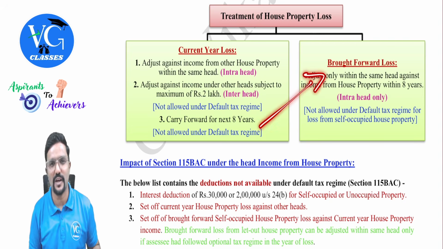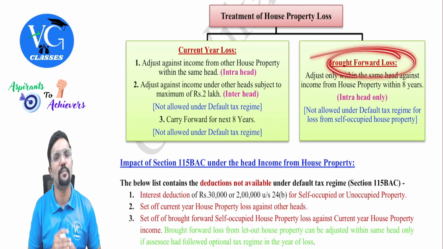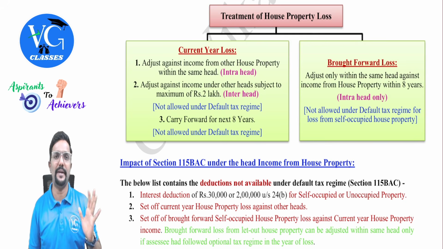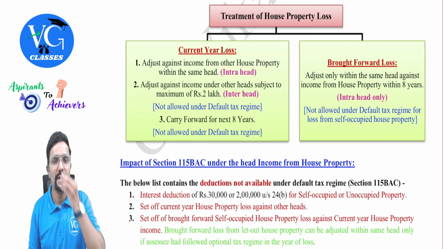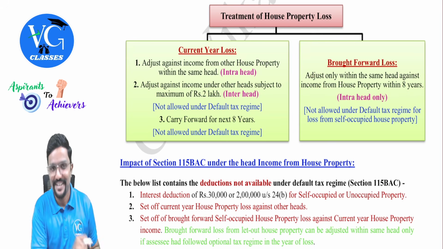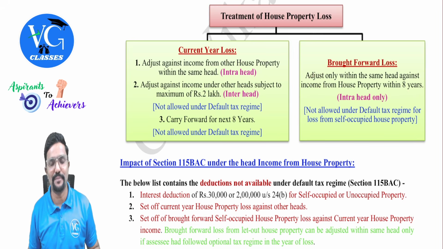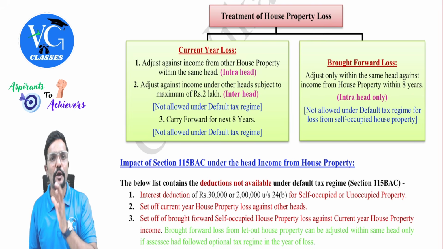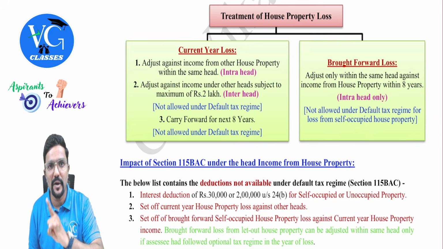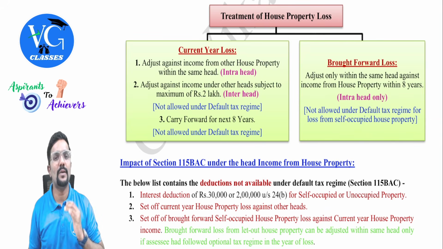So once I carry forward the loss for the subsequent year, it would be called as brought forward loss. And brought forward loss can be adjusted only within the same head within 8 years, guys. Within 8 years. And even for this, there is no monetary limit. Okay. But if assessee is following the default tax regime, then, sir, can he adjust the brought forward loss? No. If it is from a self-occupied property, you cannot adjust it. Sir, what if it is from a let-out property or deemed to be let-out property?